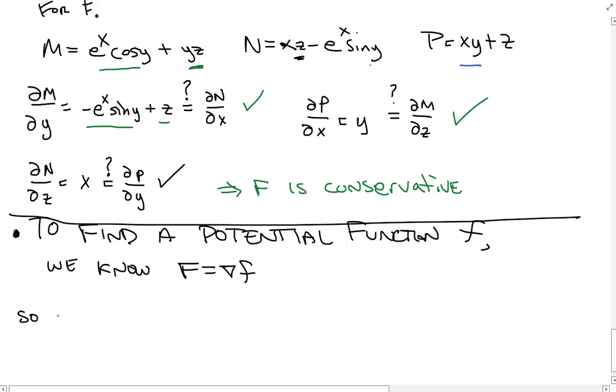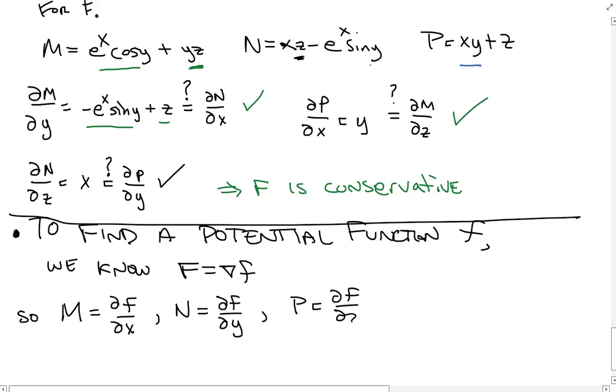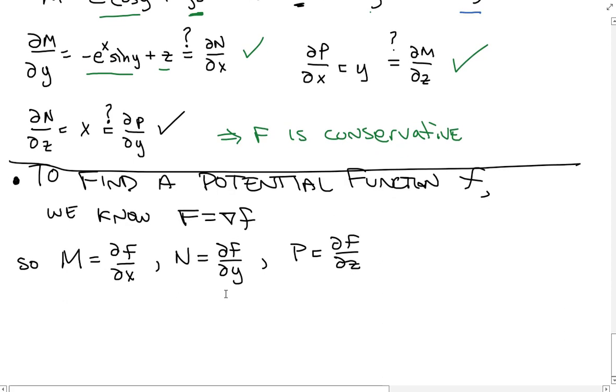All right, so that would mean that the i component for our field, m, must have been the partial derivative of our potential function with respect to x. This is by definition of the gradient vector. Okay, and very similarly, the n or j component of our field was from the gradient, partial derivative of our function with respect to y. And then same thing for p, partial derivative with respect to z. Okay, that is just from the definition of the gradient function. So these are things we know. We know that those are true.